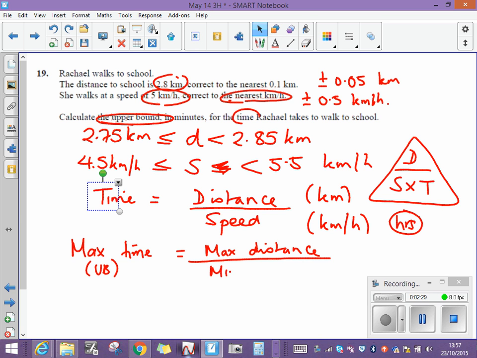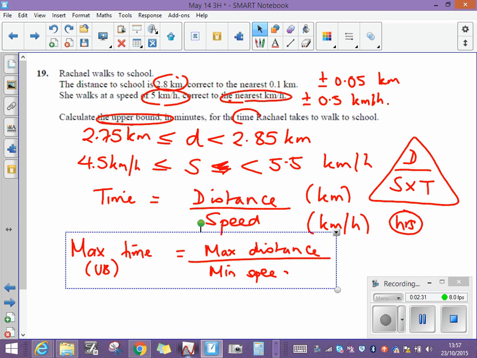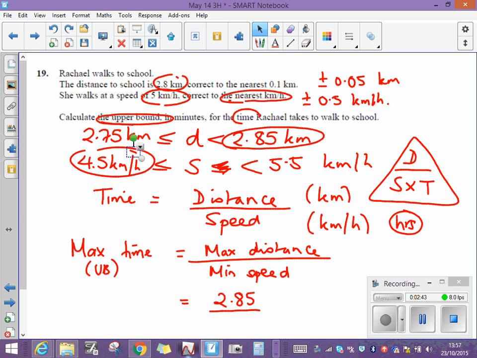So when you do a division, the way to get the highest possible answer is to do a big number divided by a small number. So the maximum distance that she could possibly have walked to school is 2.85. The minimum speed is going to be the 4.5 kilometers per hour. Remember, that's in kilometers. Now that gives us 0.63 recurring, but that is in hours.